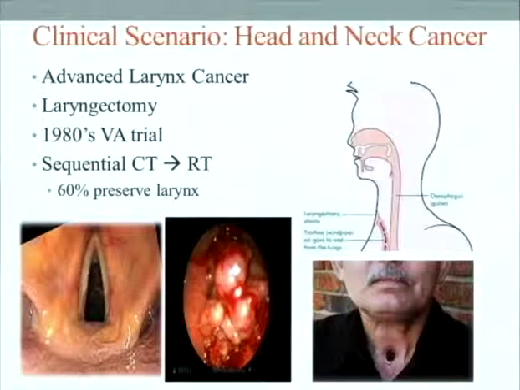In the 1980s, a VA trial suggested that if you deliver sequential chemotherapy followed by RT and reserve surgery for salvage, you get excellent control rates. Nearly 2/3 of patients are able to preserve their larynx.